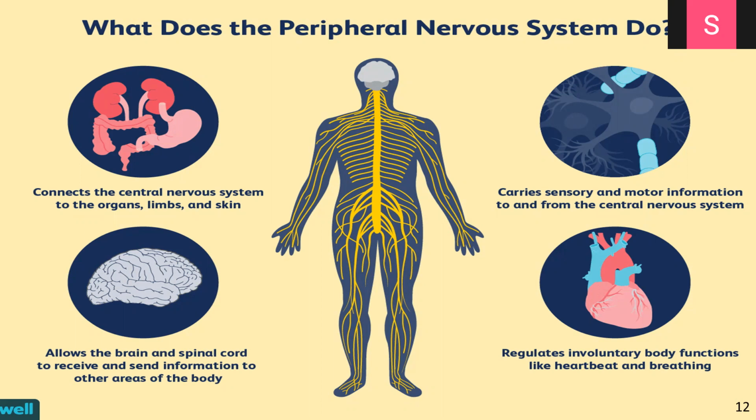And you can see in this slide, what does the peripheral nervous system do? It connects the central nervous system to the organs, limbs, and skin, carries sensory and motor information to inform the central nervous system, allows the brain and spinal cord to receive and send information to other areas of the body, and regulates involuntary body functions like heart speed and breathing.